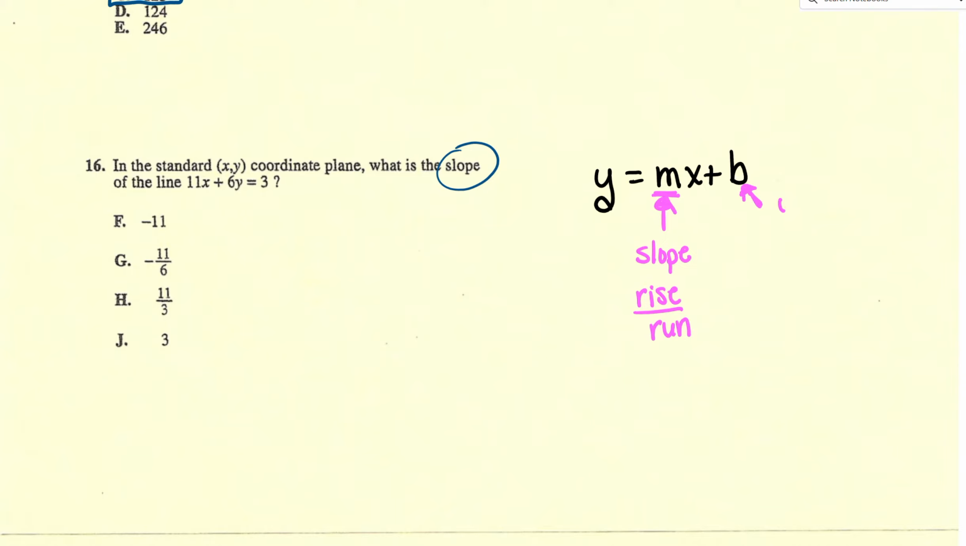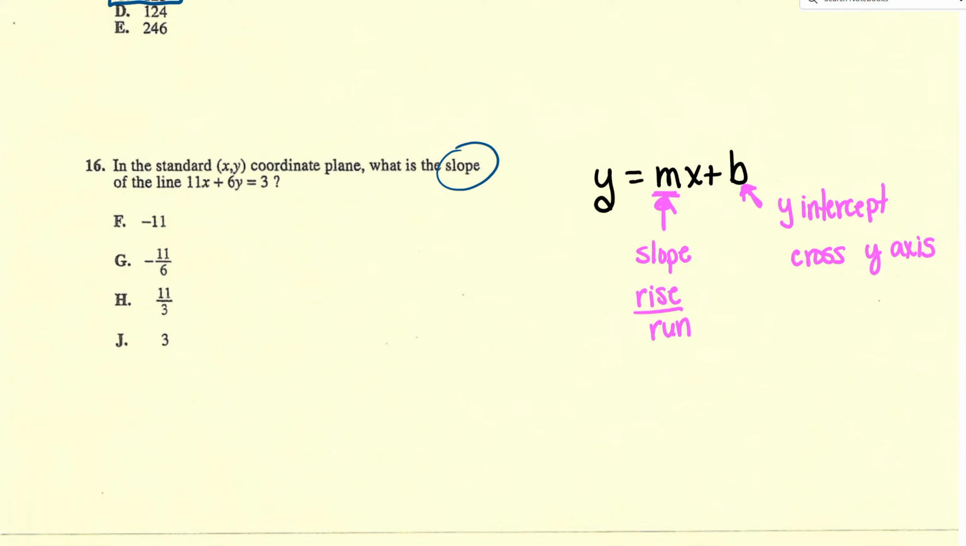This number right here is your y-intercept. It's where you cross the y-axis. Intercept means to cross. Think about maybe in football. If there's an interception, it's because the other guy crossed the path and got the football instead.